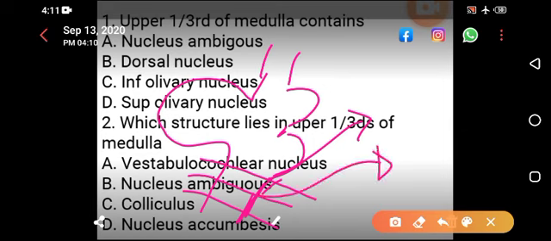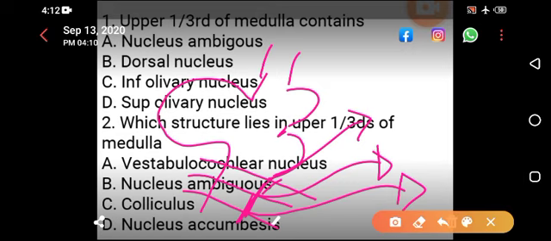The middle portion is called the medial longitudinal fasciculus decussation portion. And the third one is the pyramidal decussation. So simply, we have three regions: the upper third, middle third, and lower third. The upper third is the olivary portion. The middle third is the medial longitudinal fasciculus decussation portion, and the lower third is the pyramidal decussation.